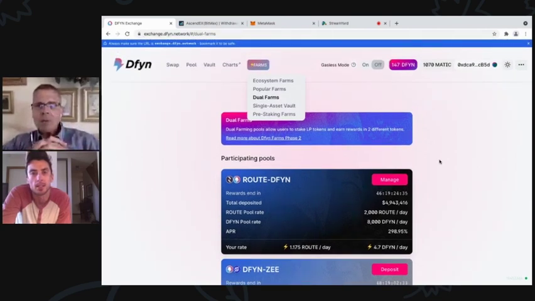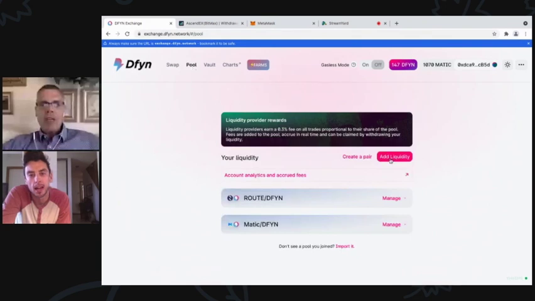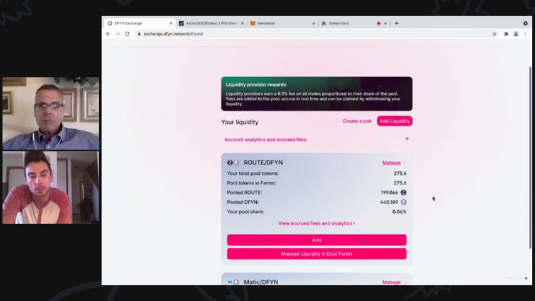Wow. And that is basically it. So I can see what we've done here with root, because it's changed where it says manage. It was deposit, now it's changed to manage. But we have to create the LP in order to farm it. Yeah, it's the LP that gets farmed. So you go to pool first, and the LP is the pairing of root and DFYN or Matic and DFYN. And obviously, if you want to know how you get out of this, well, you just do what I did backwards.